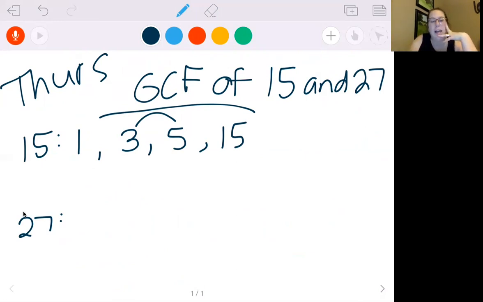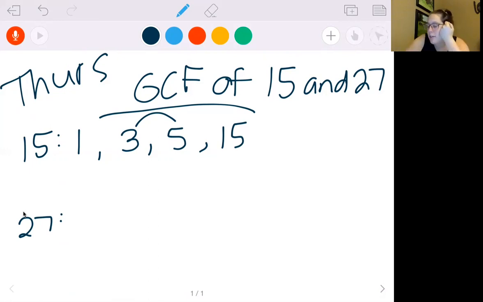I just go in my head 1, 2, 3, 4. There's nothing to multiply by. 5 we already have on here. There's nothing times 6, nothing times 7, nothing times 8, 9, 10, 11, 12, 13, or 14. These are the pretty easy ones that you can know in your head. This is where your multiplication facts come in. All these are multiplication facts. 1 times 15 and 3 times 5.